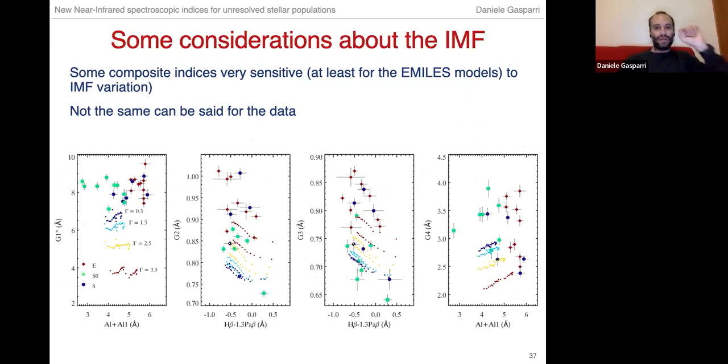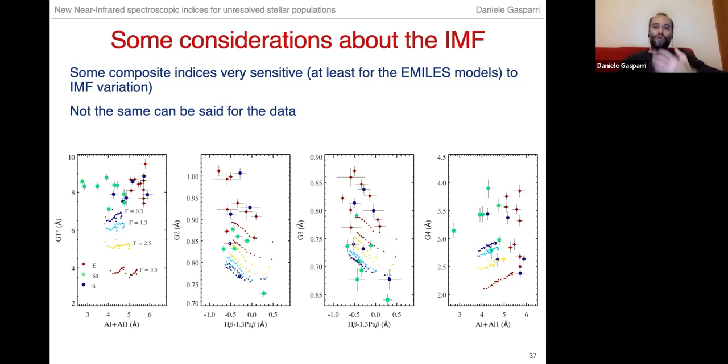near infrared. Just a hint, to stimulate your curiosity, I defined 4 indices that, according to the models, the E-MILES models are sensitive to IMF variation. You can see here different exponents of the IMF foresee very different equivalent widths, especially for the G1 index on the left. It's a shame that the galaxies do not overlap the data.